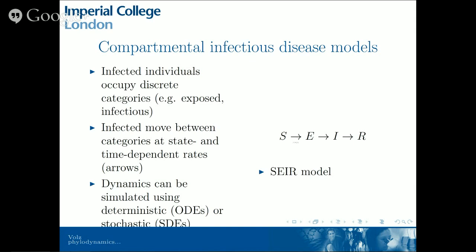According to this model, infected individuals progress from susceptible to an exposed state where they aren't infectious, and then to an infected and infectious state where they can transmit, and then they are removed.